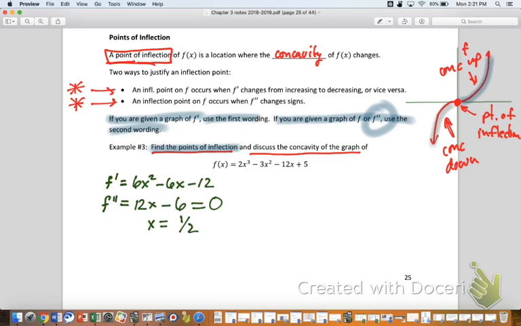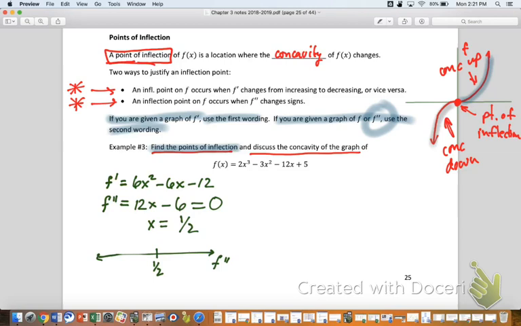Are you guys okay with a sign chart? So let's try it out. So I make a little sign chart here. What kind of a sign chart is this? It's an f double prime sign chart. So in the past, we've done f prime sign charts. This one's going to be f double prime. We could just do a sign chart for a lot of things. Here it's f double prime. I'm going to put 1/2 right here.